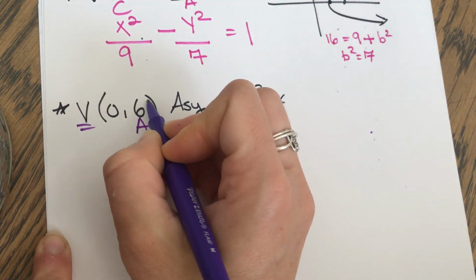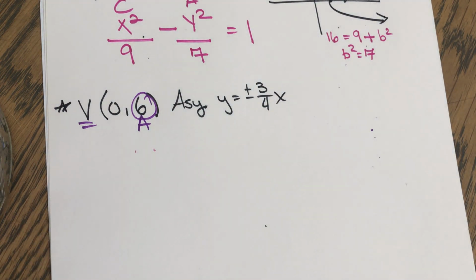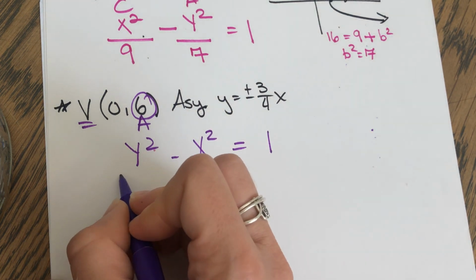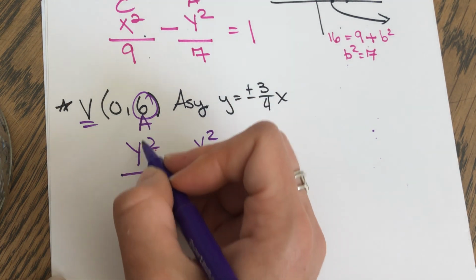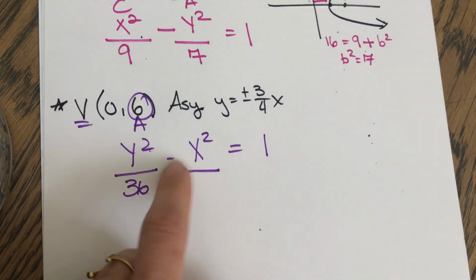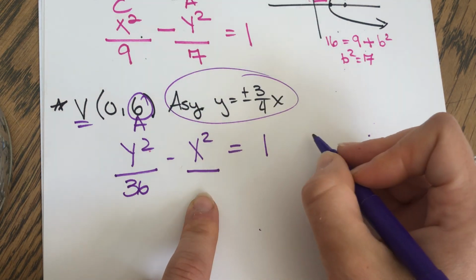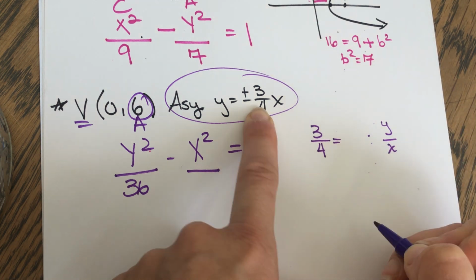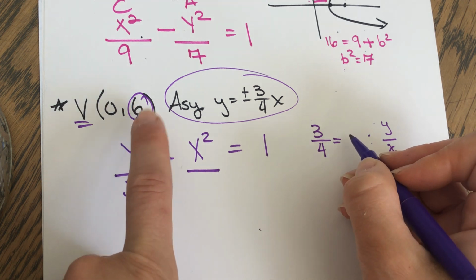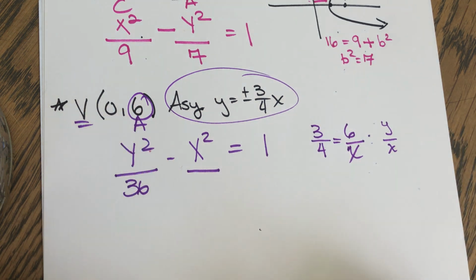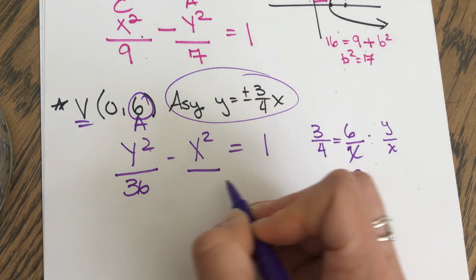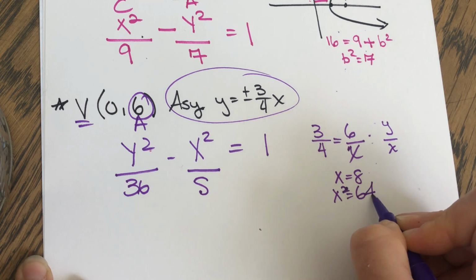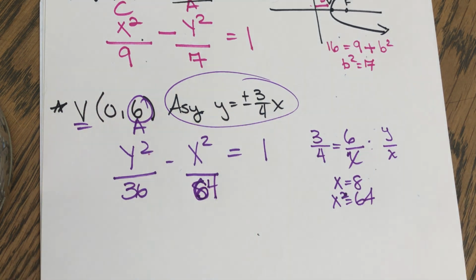Vertex is my a. Look where it is. Vertex is on the y, so guess what? We're going y squared minus x squared equals 1. Y squared, so 6 squared, 36. Now, here's where you guys challenge me. When I give you an asymptote, I want you to set it up. 3 over 4 equals, now remember, it's y over x. We know the y value here. Y is 6 over x. Cross multiply, you get x equals 8. I want x squared. X squared is 64.